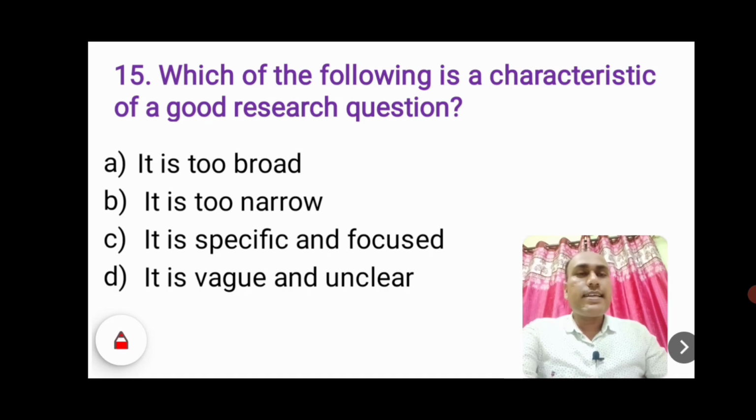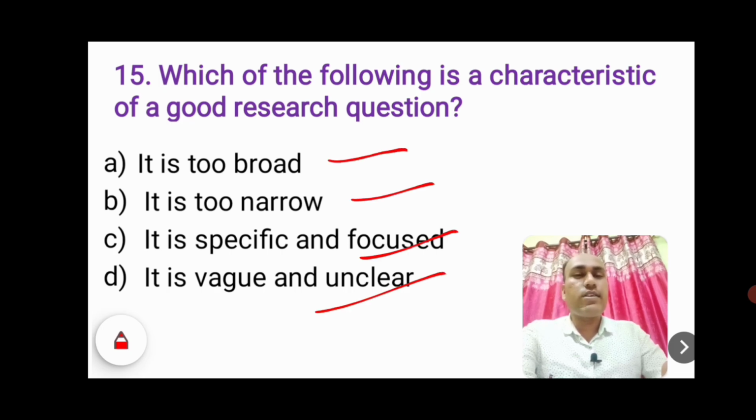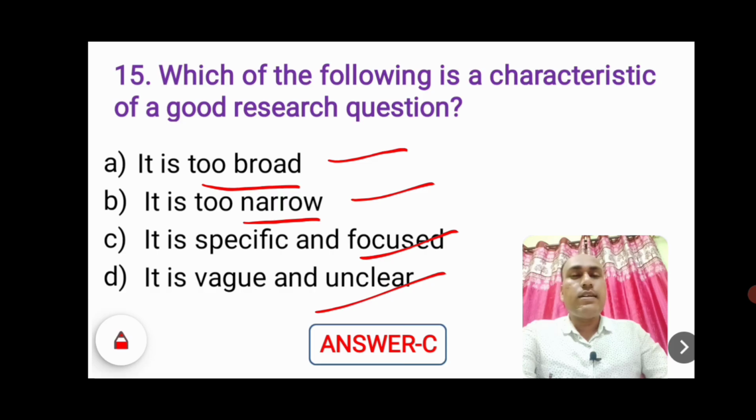Which of the following is a characteristic of a good research question? It is too broad, it is too narrow, it is specific and focused, it is vague and unclear. If it is too broad, then it will not be appropriate. If it is too narrow, then it is also not appropriate. So the answer will be C. It is specific and focused, which is necessary.